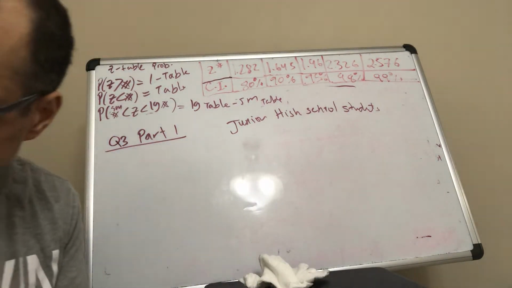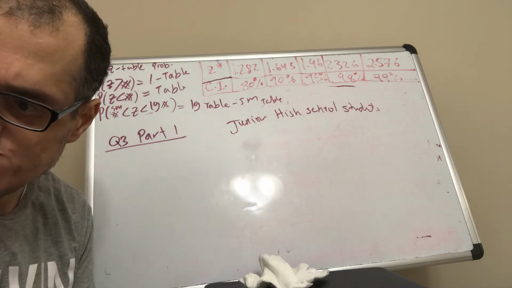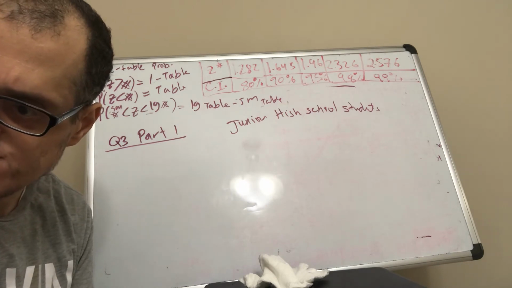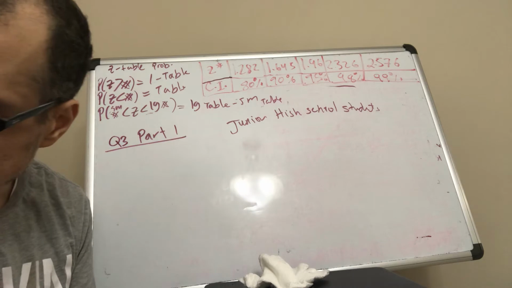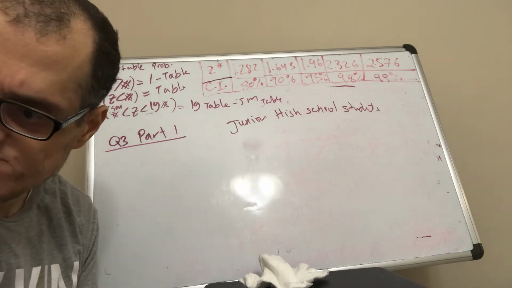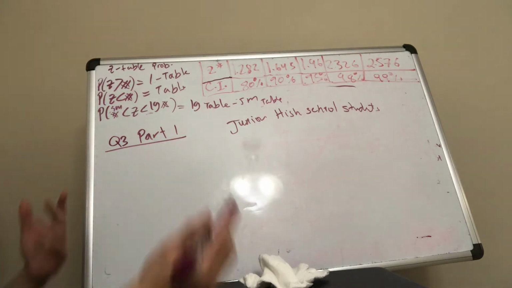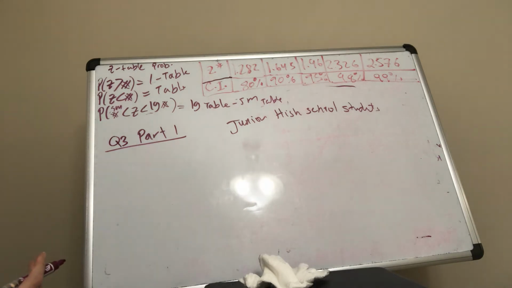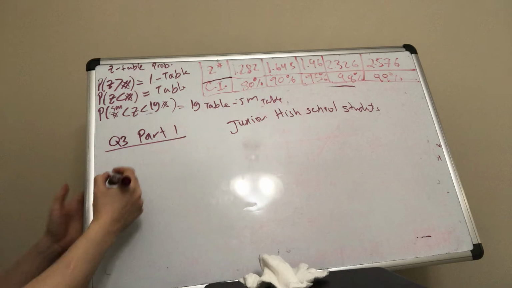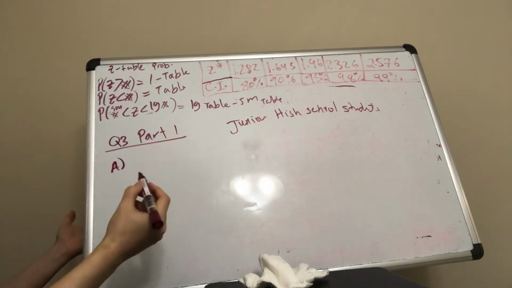They could do it multi-stage, they could do it volunteer sample, convenience, systematic. They could do it cluster, simple random, or stratified. I'll talk about all of them, and then we'll see which one is the one we need. Now skip A because it should be the last one to talk about.